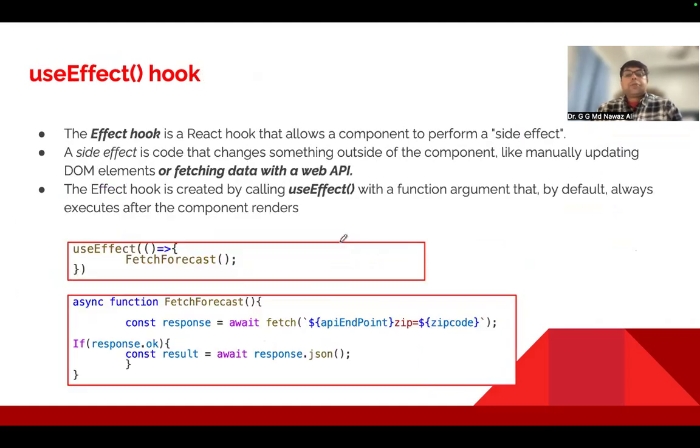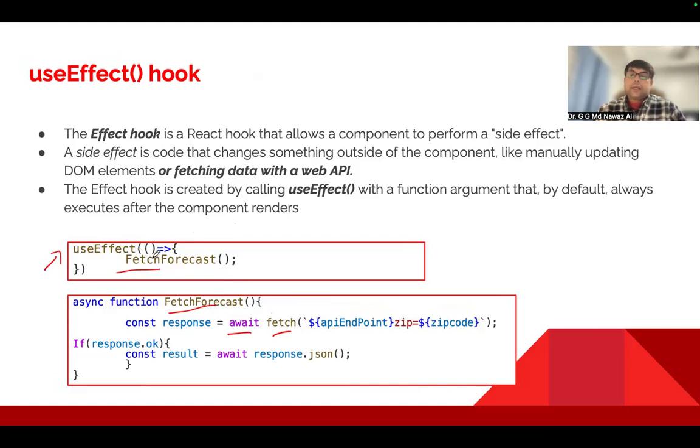Okay, so we're going to use the useEffect hook. This is very handy when you want to fetch data from a web API or web server, because useEffect will help you decide when to call the async function. So for example, this is our asynchronous function, fetchForecast, which has the await keyword and the fetch function. Okay, so we are calling this function inside the useEffect.